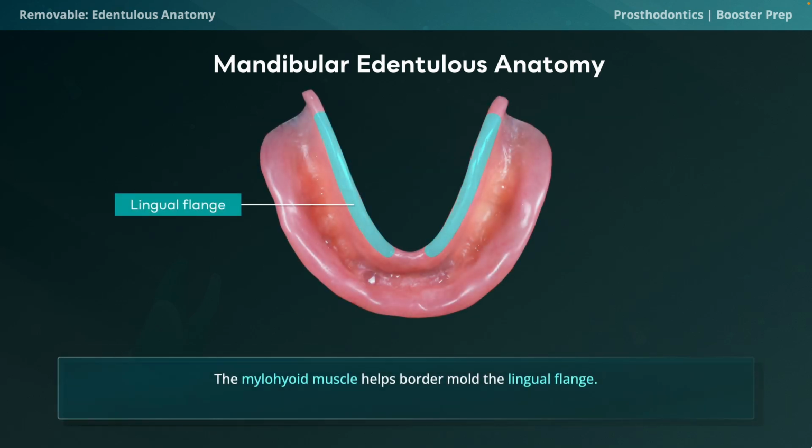Last point I want to mention, guys, is about the mylohyoid muscle, which border molds the lingual flange, and this is because the mylohyoid functions to elevate the tongue and the floor of the mouth during swallowing. Therefore, the depth and contour of the denture's lingual flange is determined by the position of the mylohyoid muscle. In turn, it would make sense that if a patient's mylohyoid is rigid or unable to fully relax, the denture would then have a shorter lingual flange.